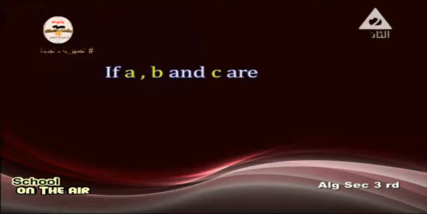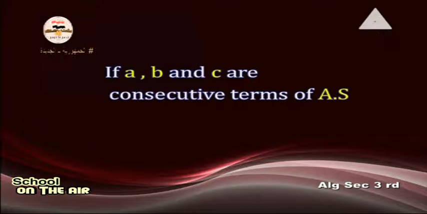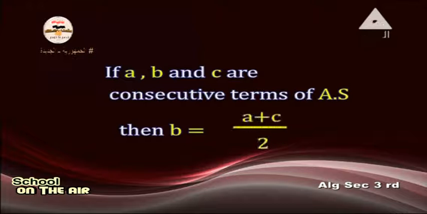If we have A, B, and C are consecutive terms of arithmetic sequence, then we deduce that B equals A plus C over 2. Middle term: if we have three terms A, B, and C are consecutive terms of arithmetic sequence, we know that the arithmetic mean B equals A plus C over 2.